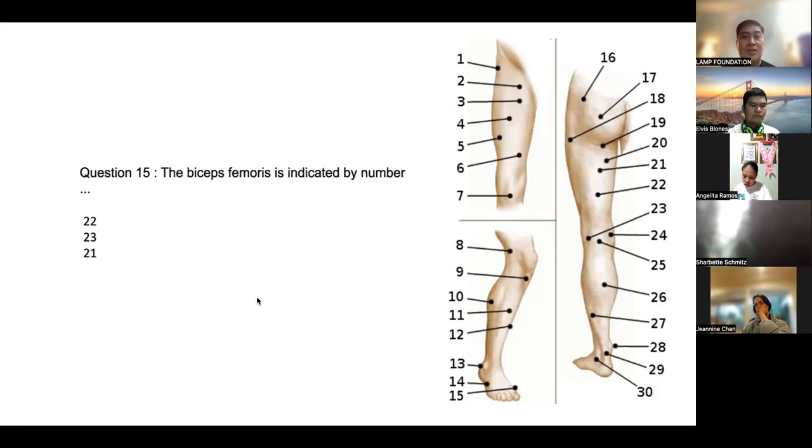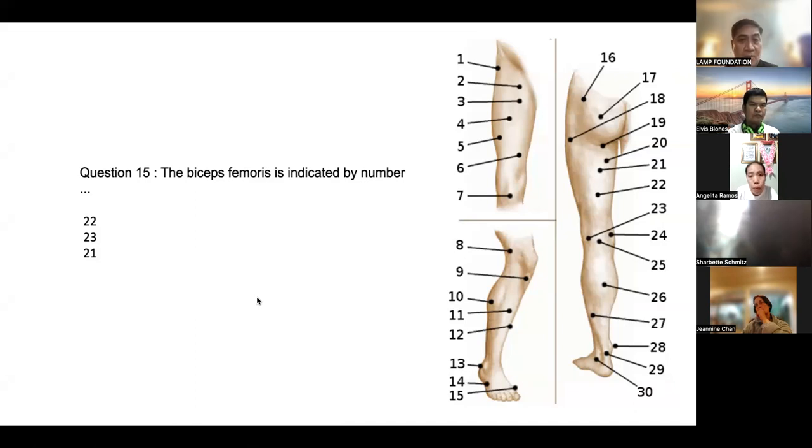Great. The biceps femoris is indicated by number? 22? No. Biceps femoris, 22, 23, or 21. What is the counterpart to 21? Biceps brachii. Hindi 21, hindi 22, hindi 23. Meron siyang counterpart din sa arm, di ba? Yung biceps flexes sa arm. Nasa gilid kasi yung 23. So, anong sagot? Iba rin pagdating sa legs. So, what's your answer? 21. No.